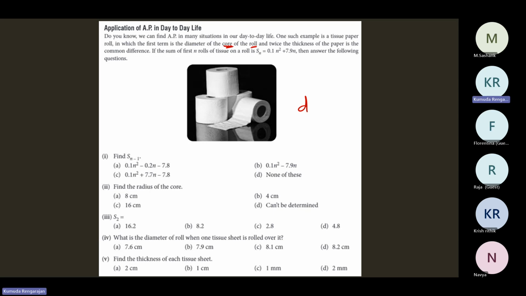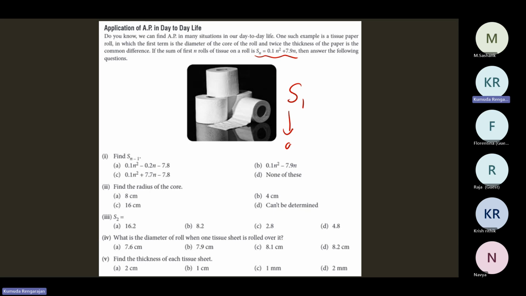the second term. Then again, when the tissue paper is further wound, you get another cylinder. The diameter of that cylinder is a third term, and so on. So the diameters here are the terms of the AP. So radius of the core. Which means you'll have to find S1 using this.